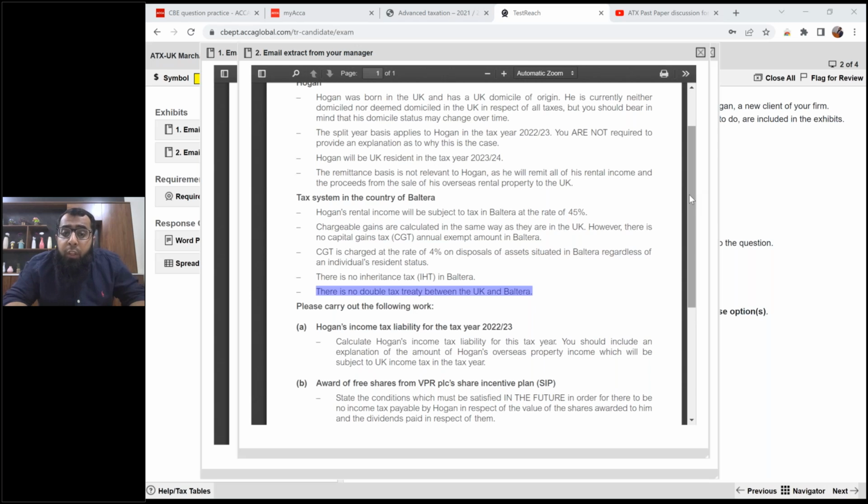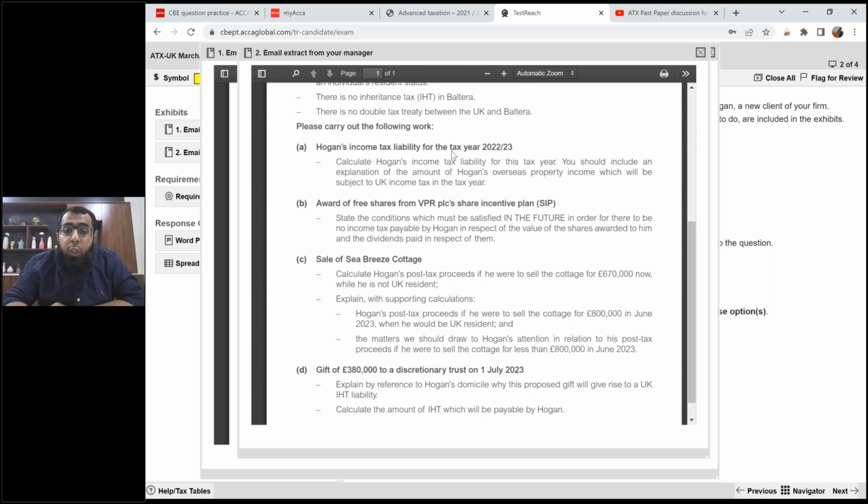Now, please carry out the following work. Part A. Hogan's income tax liability for the tax year 22-23. Calculate Hogan's income tax liability for this tax year. You should include an explanation of the amount of Hogan's overseas property income which will be subject to UK income tax in the year. So first of all, we have to calculate his income tax liability.